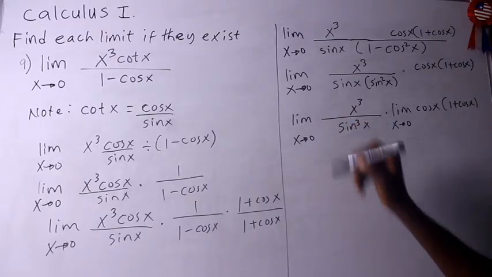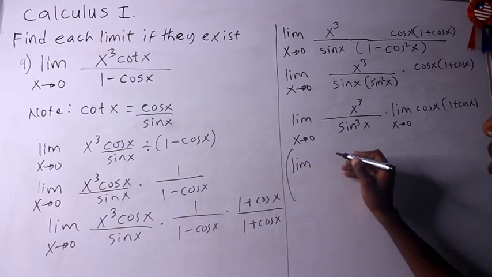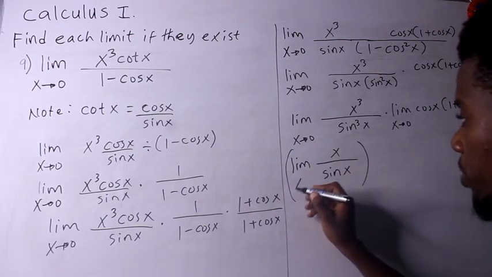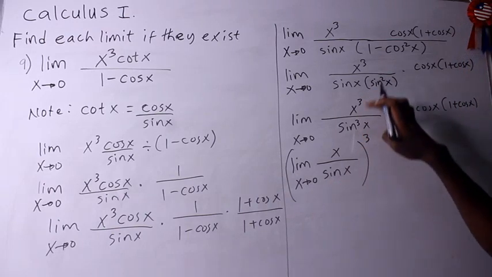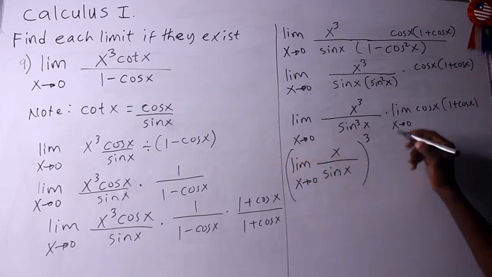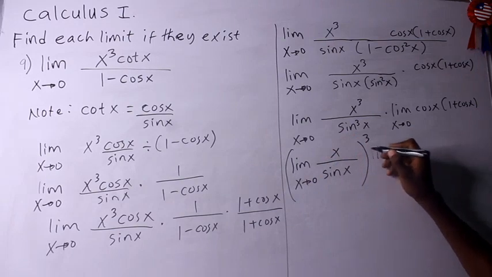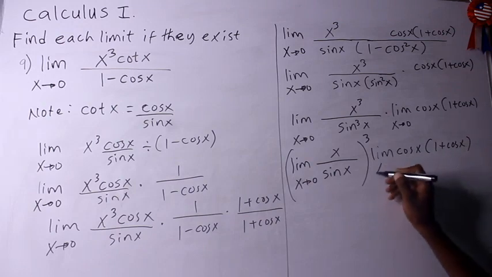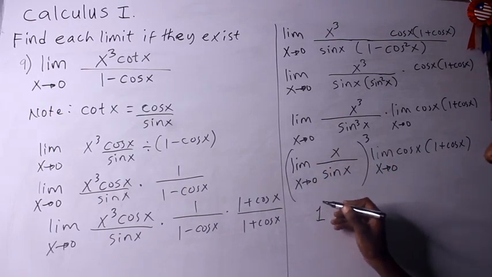So to evaluate this limit, I'm going to write in parentheses the limit of x over sine x as x approaches 0, and this entire thing cubed. These two have the same power, so I'm going to take the power as the power of the entire limit. So I'm going to have the limit of cos x times 1 plus cos x as x approaches 0. Now this entire thing is 1. So this is 1 cubed.